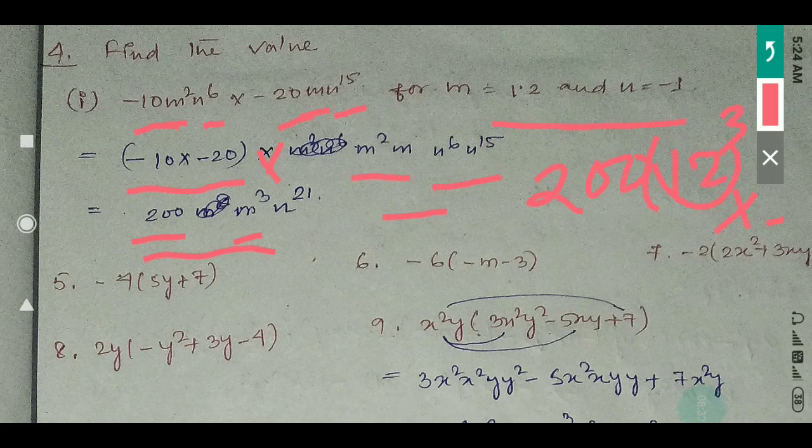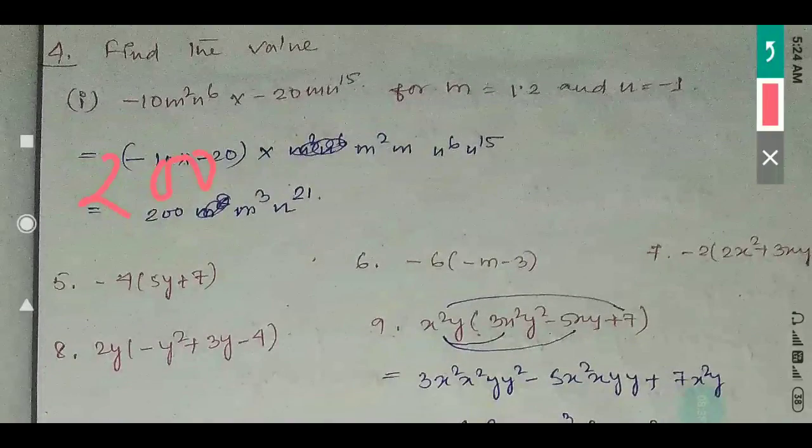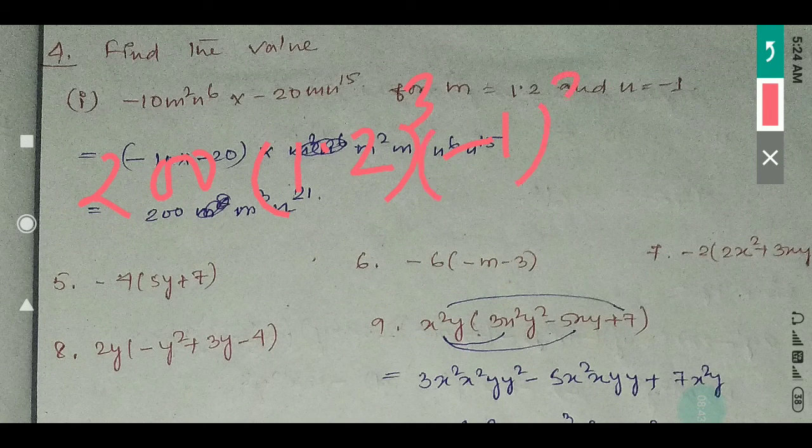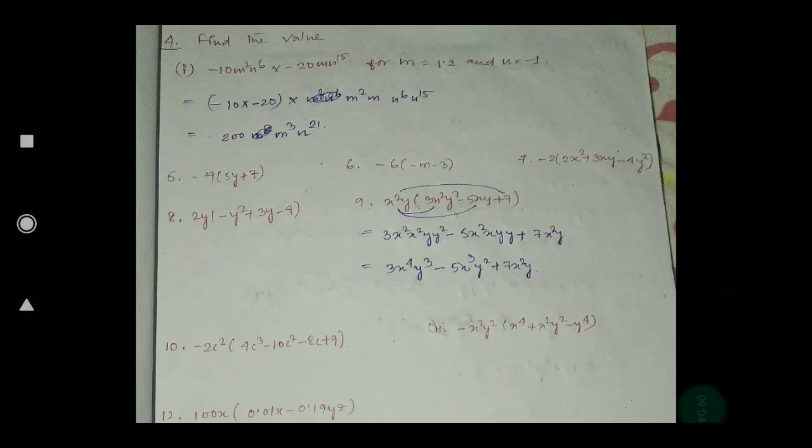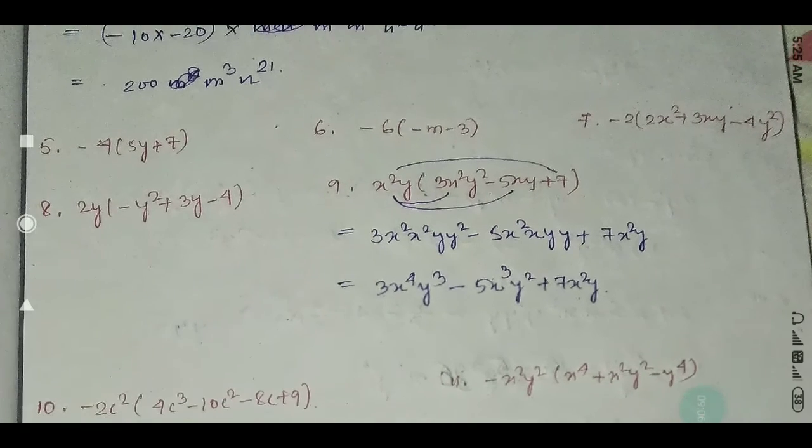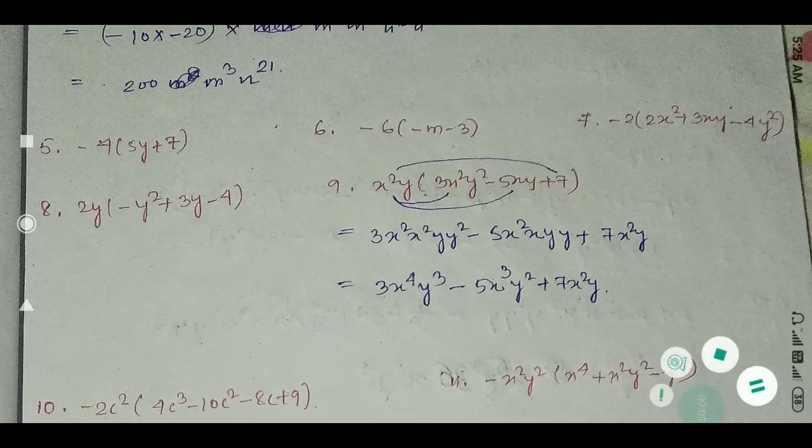So like this you have to put the multiplication. That means it will be 200 into 1.2 cube into minus 1 square. So 1.2 cube means how much? That one you have to find. Minus 1 square means 1 only. So 200 into this, you have to do the multiplication. Similarly 5 number, 6 number, 7 number, 8 all are same. I am doing that 9 number.